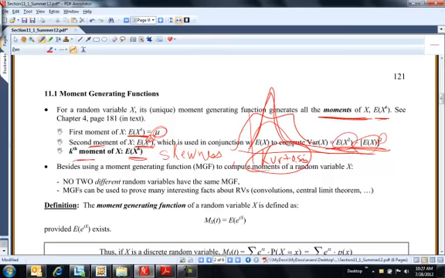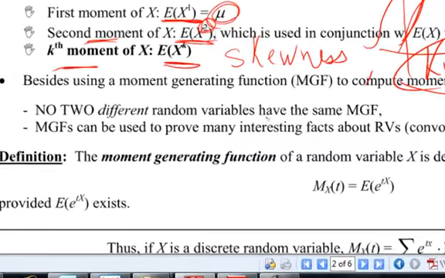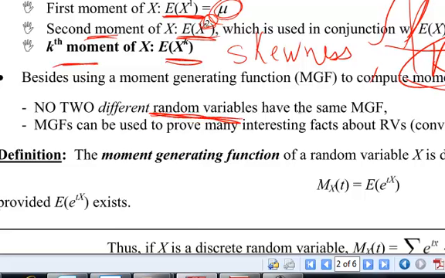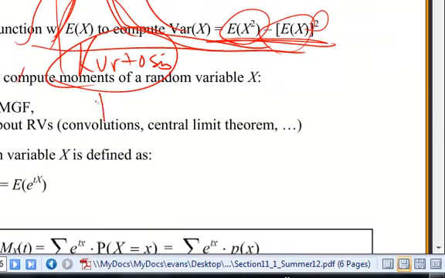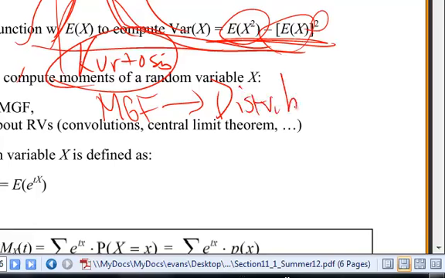A nice property of moment generating functions is we can distinguish random variables by their moment generating functions, because no two different random variables have the same MGF. So if you can identify a random variable's moment generating function, then you know what distribution it has. So this is a very nice property.